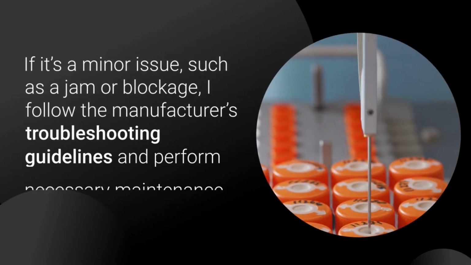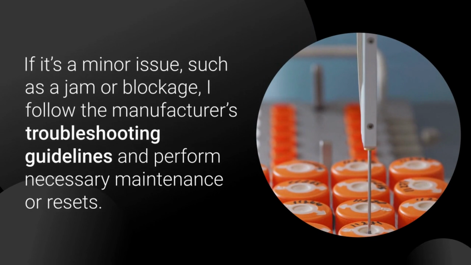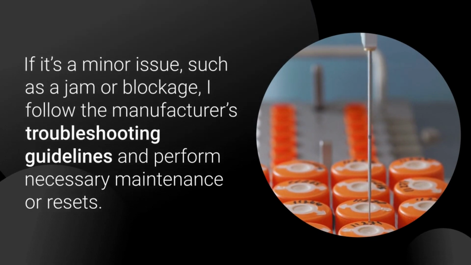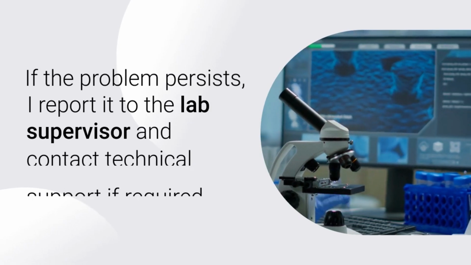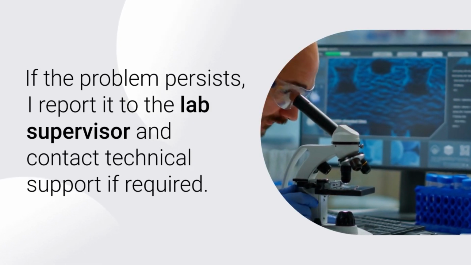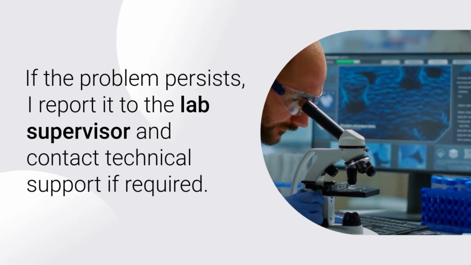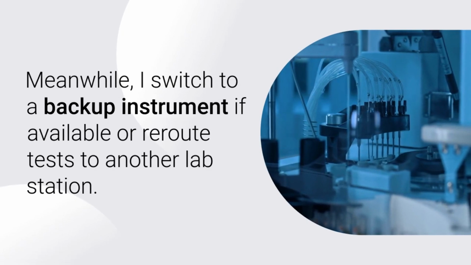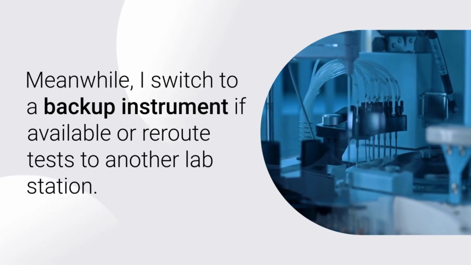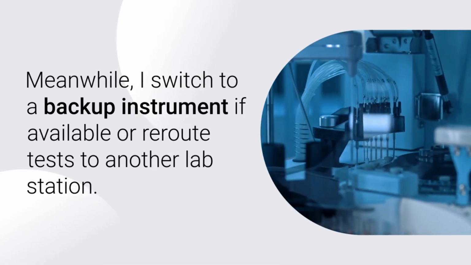I check basic components, power supply, reagent levels, and waste containers for possible problems. If it's a minor issue, such as a jam or blockage, I follow the manufacturer's troubleshooting guidelines and perform necessary maintenance or resets. If the problem persists, I report it to the lab supervisor and contact technical support if required. Meanwhile, I switch to a backup instrument if available or reroute tests to another lab station.